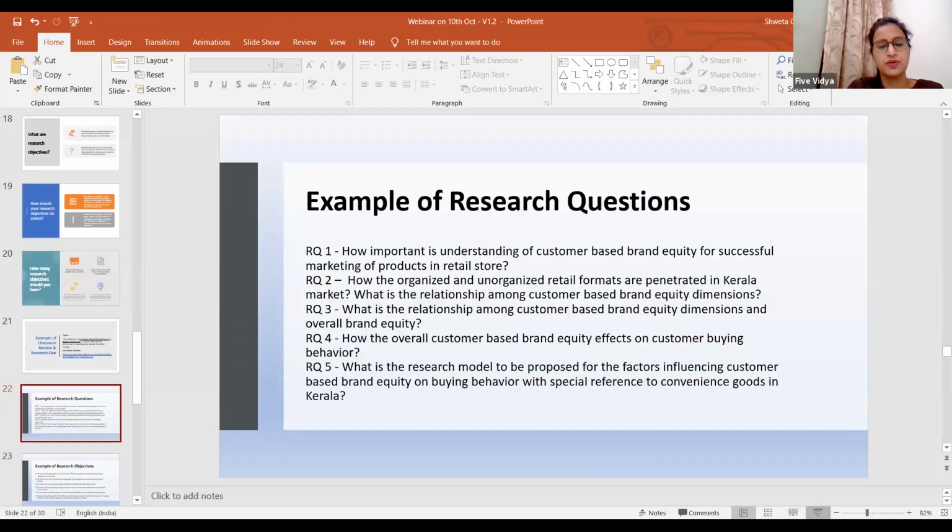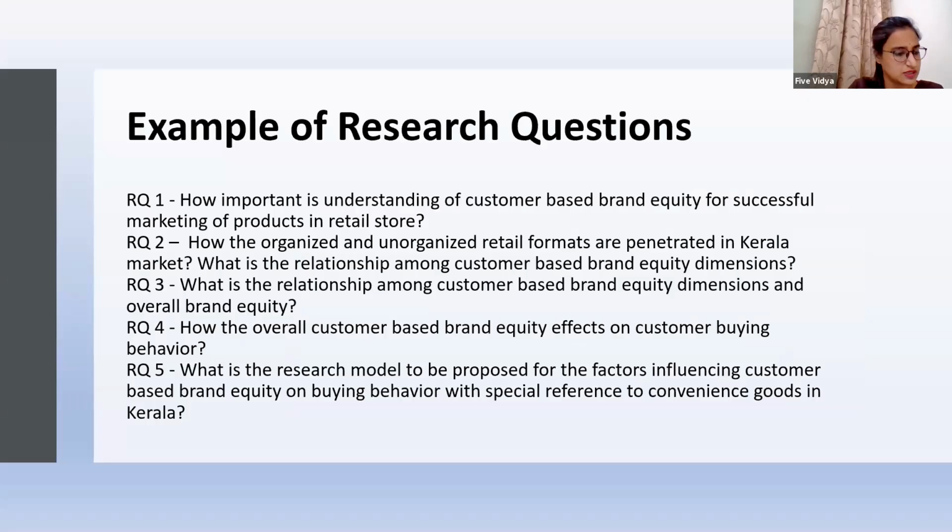Now, the next topic which we discussed was research questions and research objectives. I have taken the same example. You can read the research questions which talk about customer-based brand equity and how these research questions are related to research objectives. As I mentioned, your research objectives should be relevant to your research questions. I'll just read out these research questions. The first research question says, how important is understanding of customer-based brand equity for successful marketing of products in retail store? So this is your first research question.